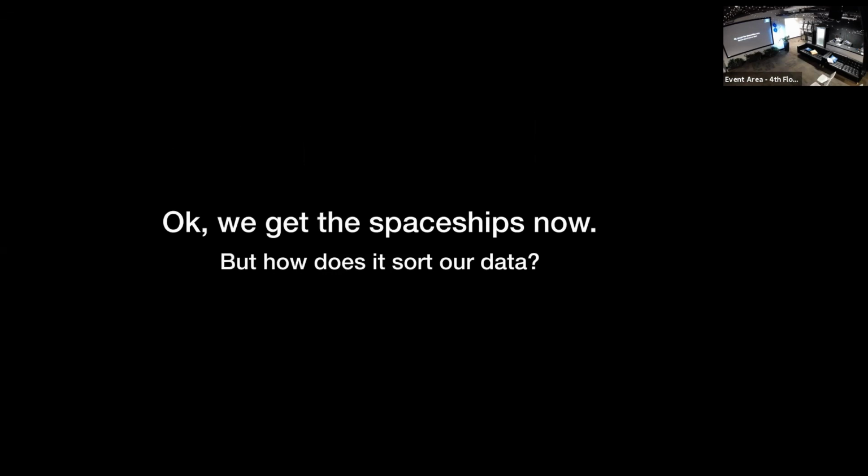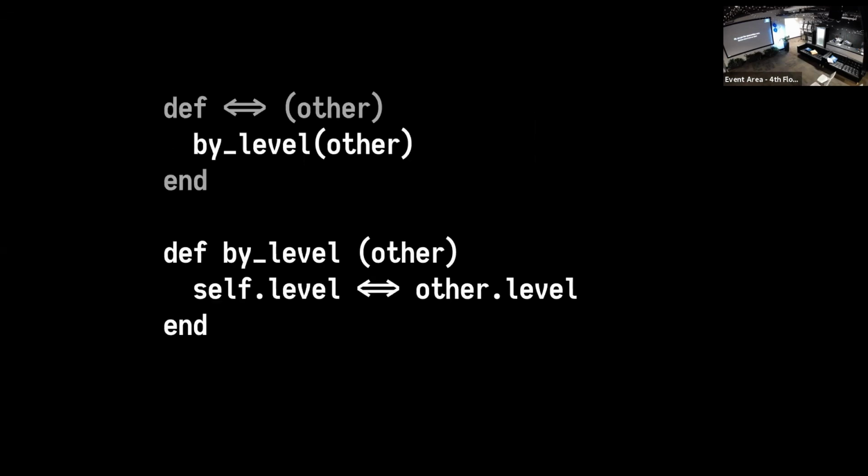So that's how the spaceship works, but how does it sort our data? So I'm just going to extract what we had in that method into a separate method here called by_level, because we want to sort by multiple things all at once. And then what we also need to do is apply a little bit of magic here. So there's a method called nonzero, and this is pretty obvious in terms of what it does, but it's a bit different than you might expect a question mark method would be in Ruby. It returns either the number, but if it's zero, it'll return a nil.